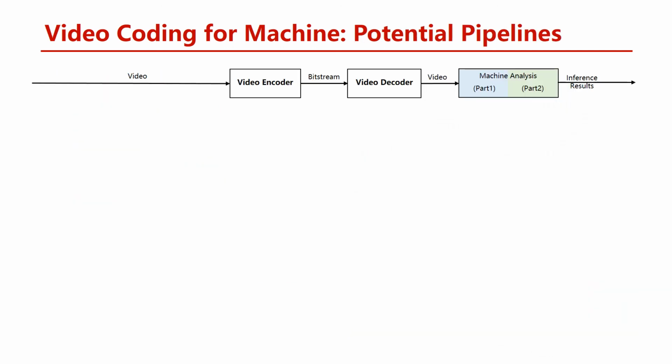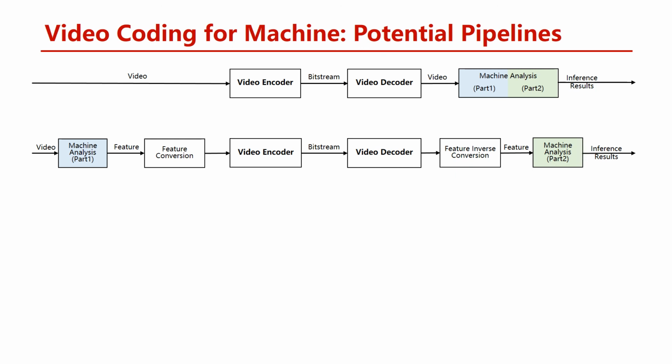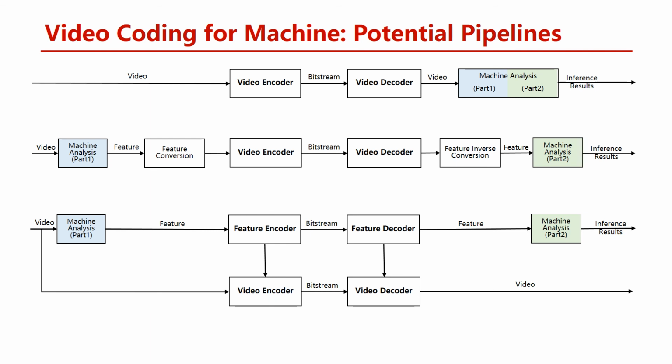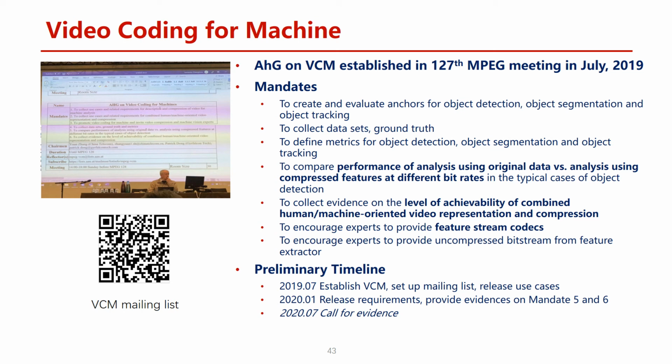In video coding for machine, you may consider using existing video encoder-decoders to serve machine understanding. You may also consider developing some new techniques to compress features extracted from video. And in order to also serve human vision, some additional bitstreams may be provided with a new video codec. In MPEG, another ad hoc group on video coding for machine was established last year. We are planning to call for evidence this July. If you are interested in this, you may also subscribe to the mailing list of the ad hoc group.